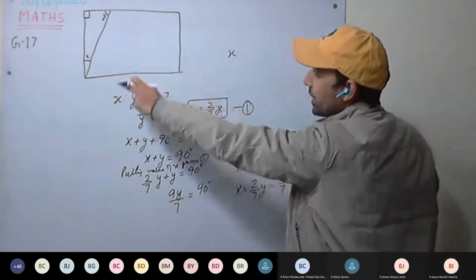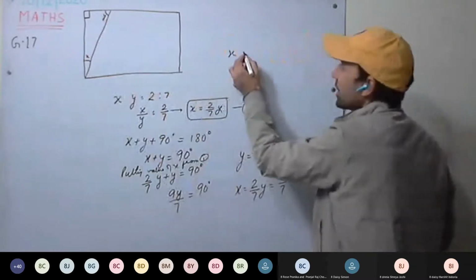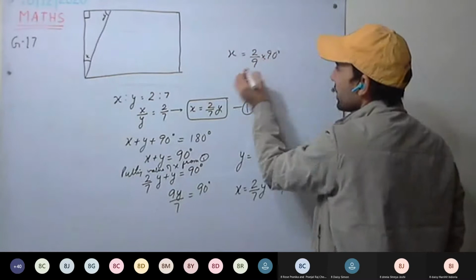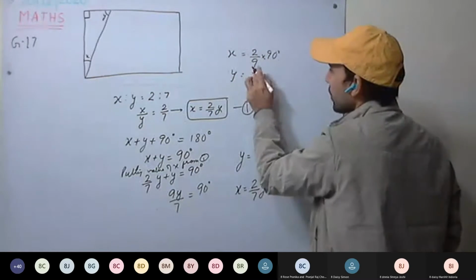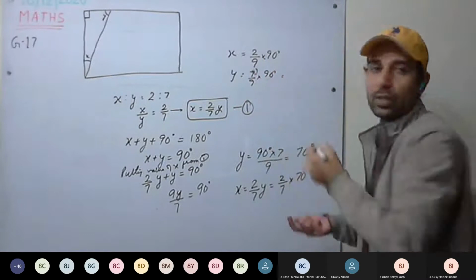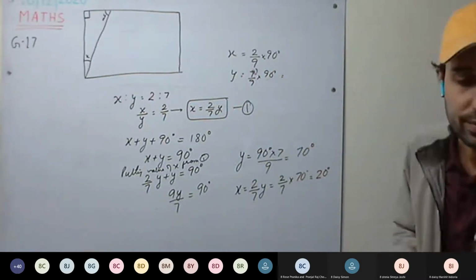Like X equal to... So see, remaining is 90. X equal to how much? 2 by 9 into 90. Y equal to how much? 7 by 9 into 90. That way as well you can do. No issues.